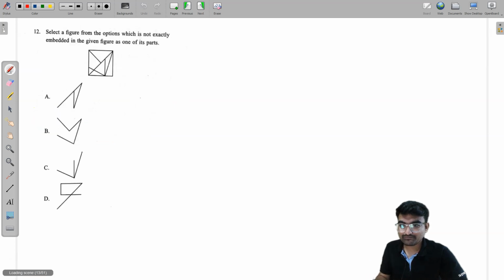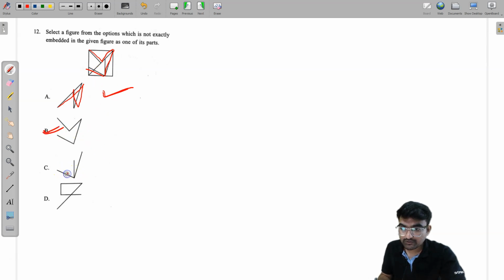Next question now. Question number 12. Select the figure from the options which is not exactly embedded in the given figure as one of its parts. Okay, now I'll check the options. This, this and this, correct? This straight, then theta and then straight again. So this is correct. Now let's check option B. Option B is like this. Let's say this is the one, then this and this. Okay, so option B is also correct, right?